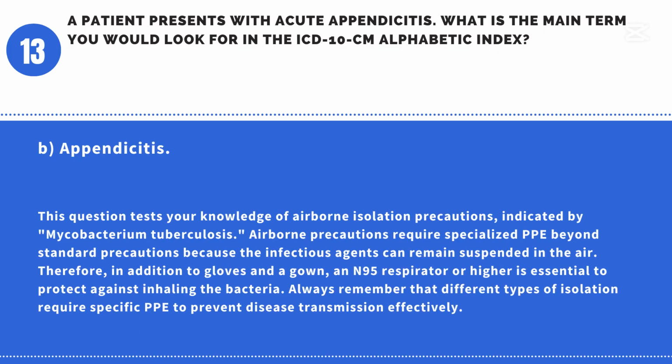Answer B. Appendicitis. When using the alphabetic index, the main term for a diagnosis is typically the condition itself, not an adjective describing it or the anatomical location. In this case, appendicitis is the core condition. Modifiers like acute would be found under the main term appendicitis as subterms. Start by finding the disease, injury, or condition in the index.